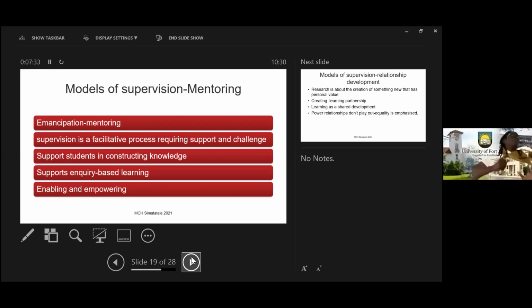To say like, you know, are you working? Are you going in the right direction? Consider looking at this, and so on and so forth. So the supervision is a facilitative process which requires support and challenge. That is mentoring. You're supposed to support students in constructing knowledge. Knowledge is constructed based on your experiences of your past, current experiences and expectations of the future, right?